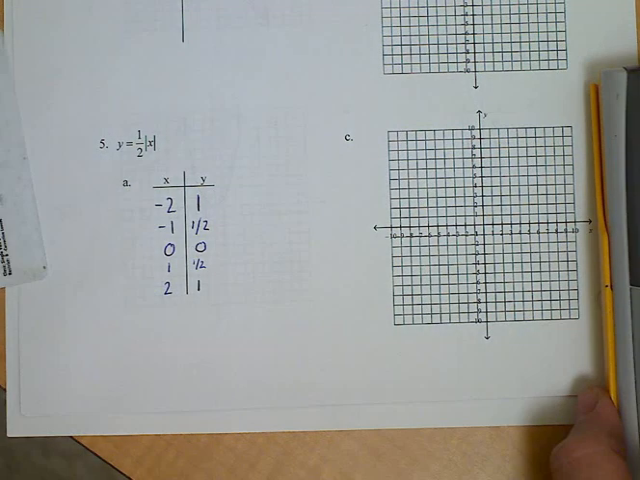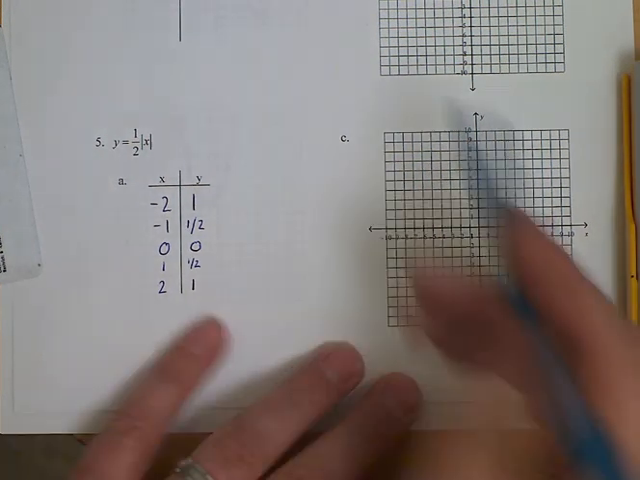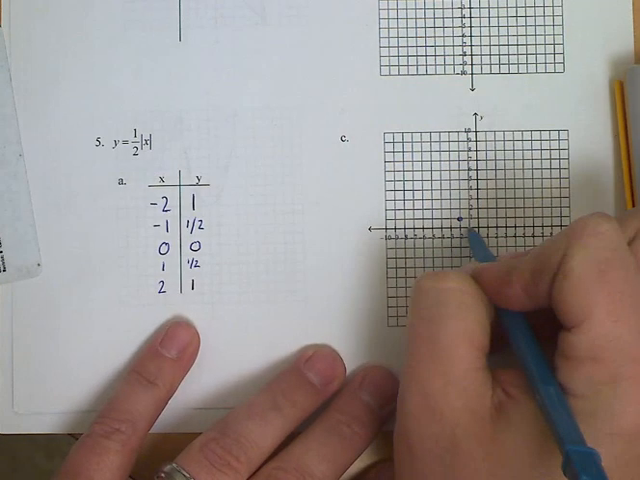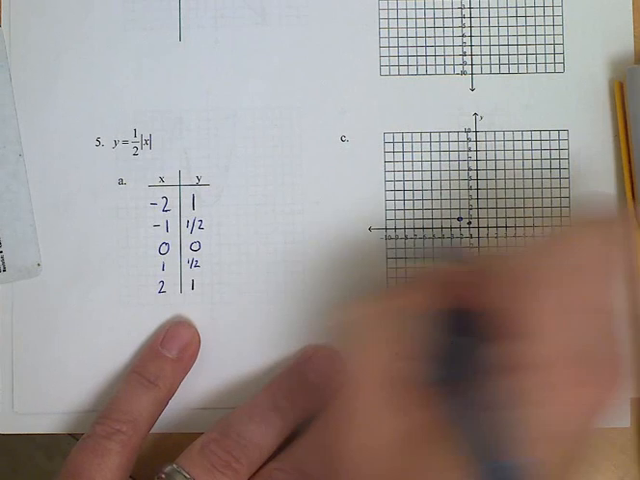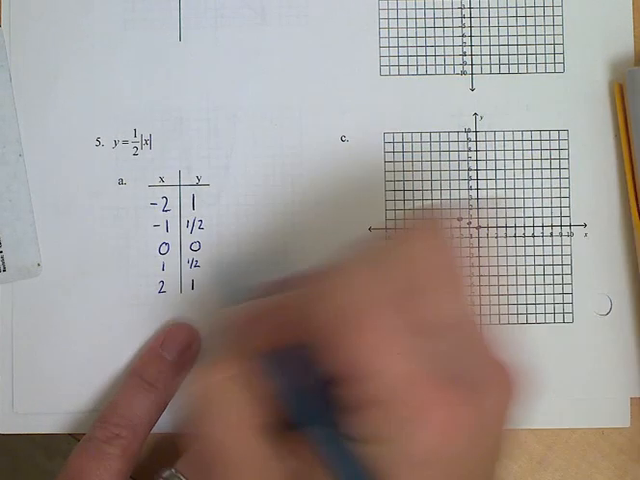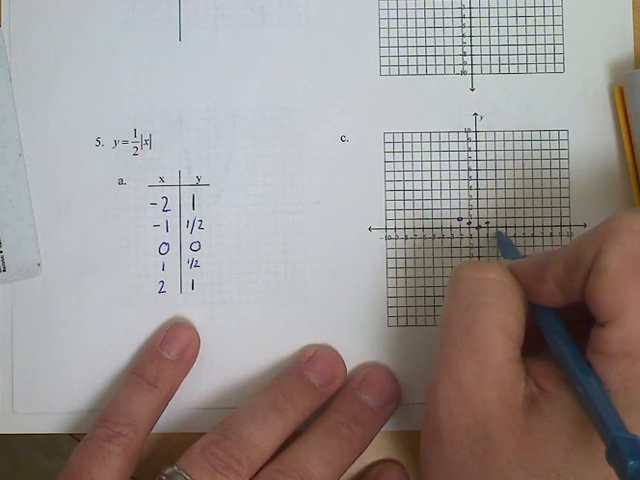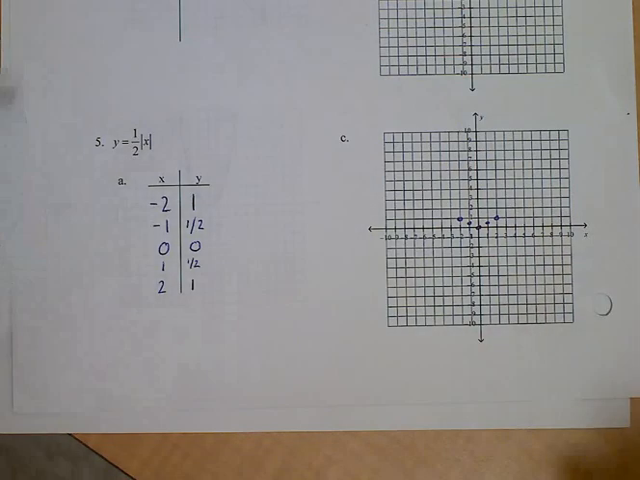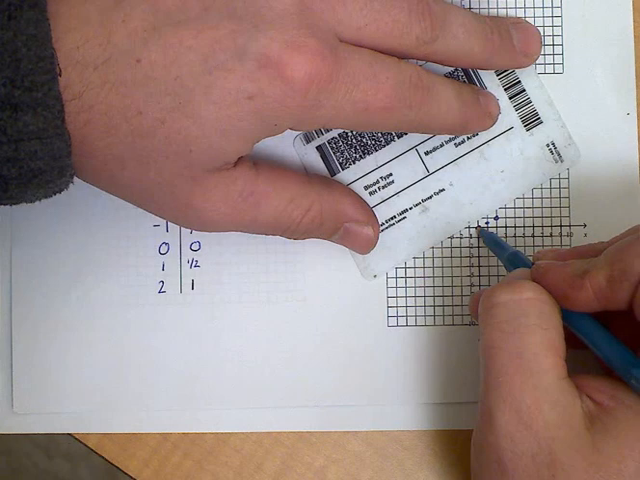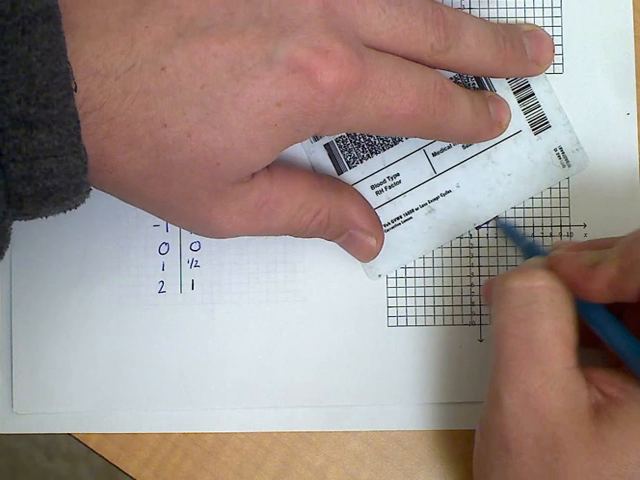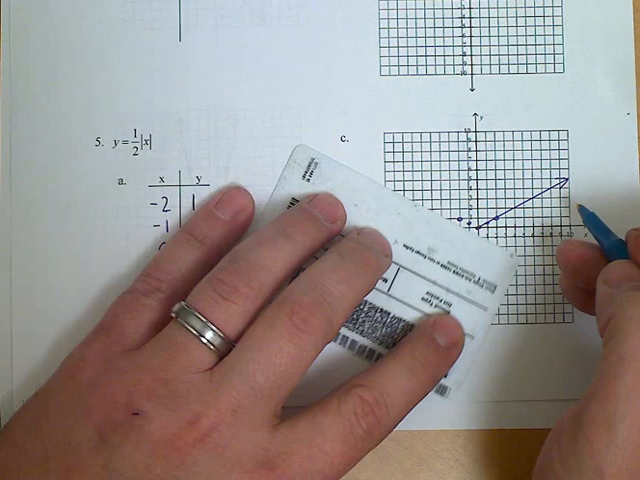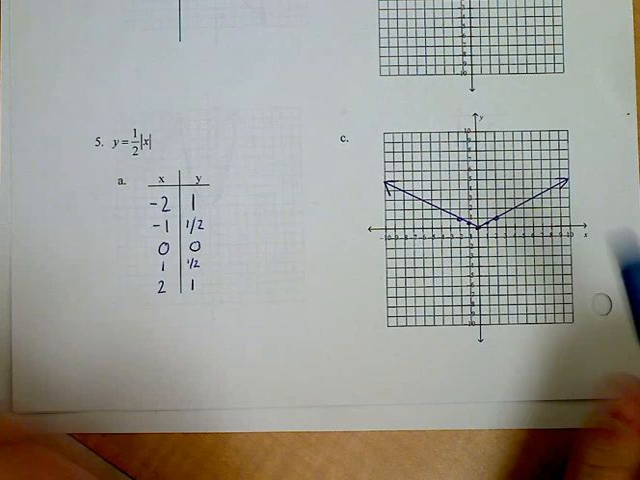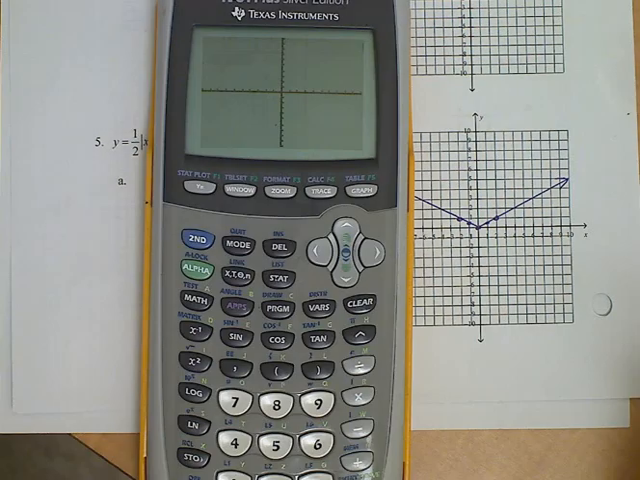Alright, so let's go ahead and let's graph these now. So -2 and 1, -1 and 1/2, 0 and 0, 1 and 1/2, and 2 and 1. Okay, if I picked different numbers, I would have just had some different points here, but I would have the same graph. I'm going to go ahead and use my ID and draw a real nice straight line. Okay, there we go. Alright, and then I can see my graph. If I want to double check that, I'm going to go back to my graph.